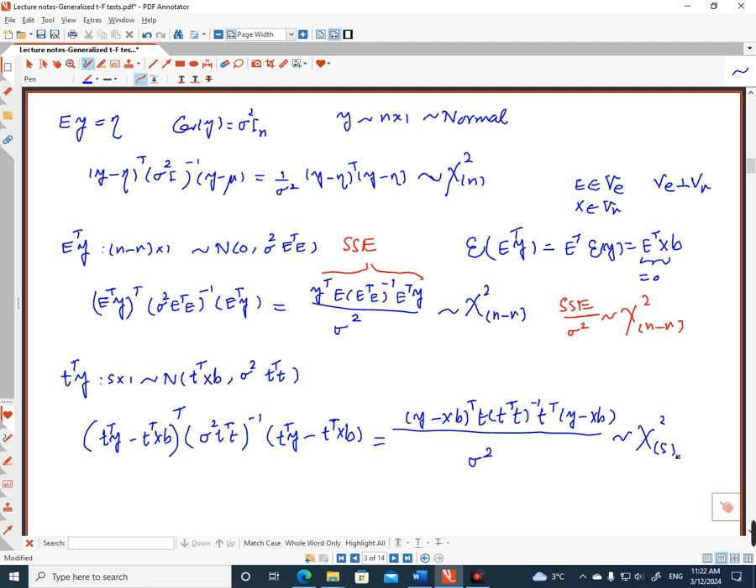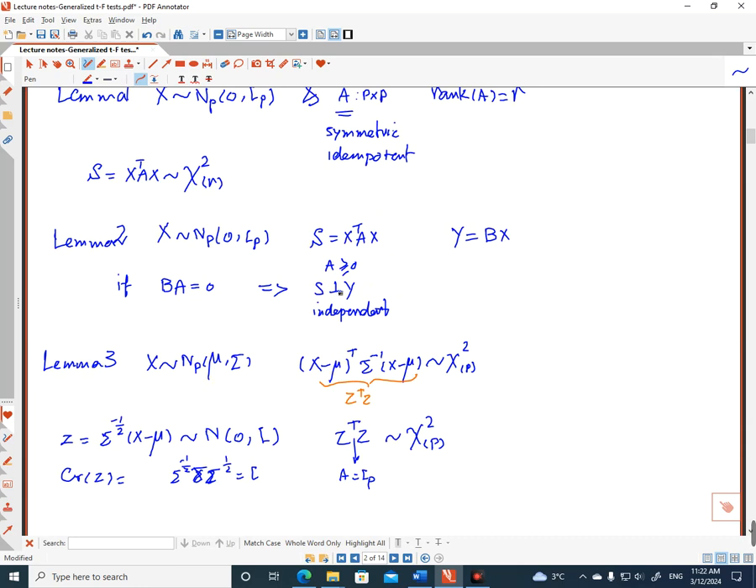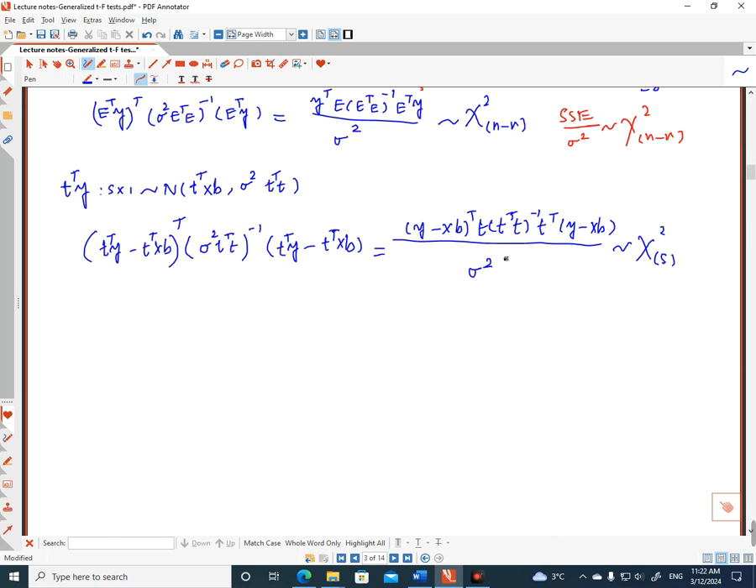These are actually the preliminary notes that we want to use further on for statistical inference. But what about lemma 2? We also want to use lemma 2 and see what we can get from it. Once again, remember that I have a quadratic form and a linear transformation of x, which has a normal distribution. If the matrix A times B, or B times A, is equal to 0, then S is independent of Y. Now let's see what we can do with that with respect to SSE.